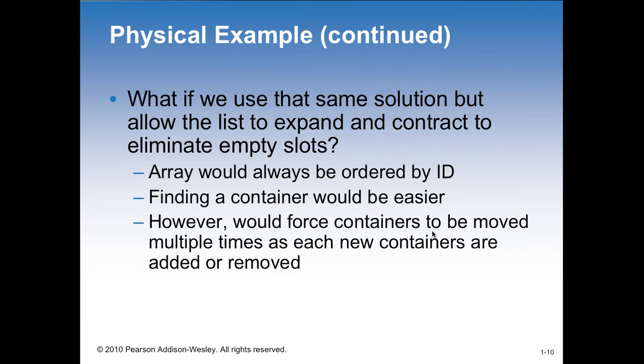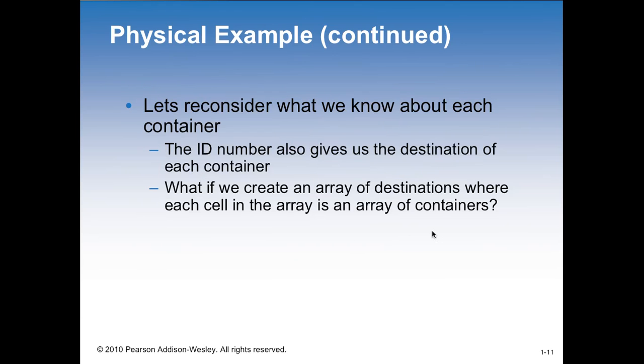Finding a container would be easier if we used a more elaborate expansion on the concept of the list. However, we'd face containers having to be moved multiple times as each new container is added or removed. So lists also have that option of having to move things over. So we have different list options, and we can create a list that might actually be more effective than another one. So we consider what we know about each one of the containers.